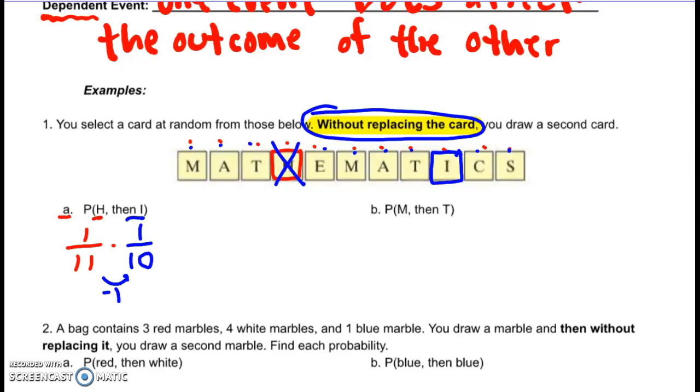But again, we're going to multiply these numbers. We just go straight across. 1 times 1, 11 times 10. We get 1 out of 110 for that probability.